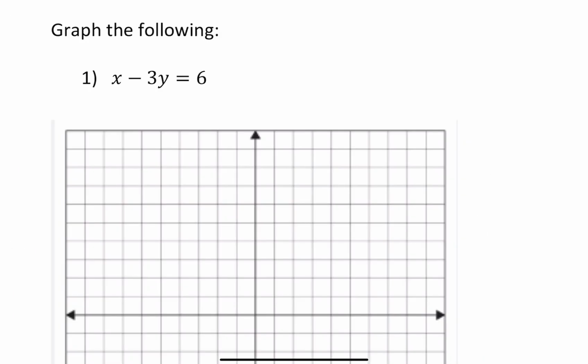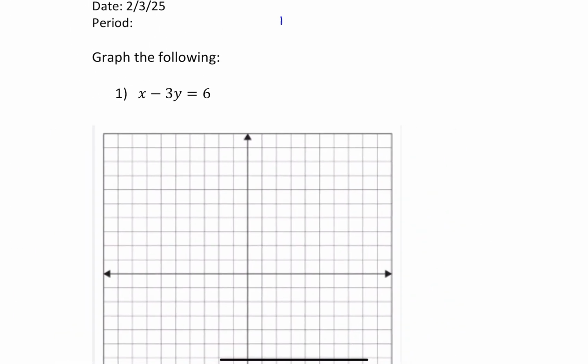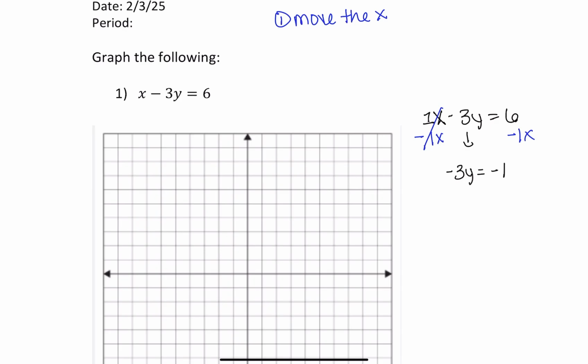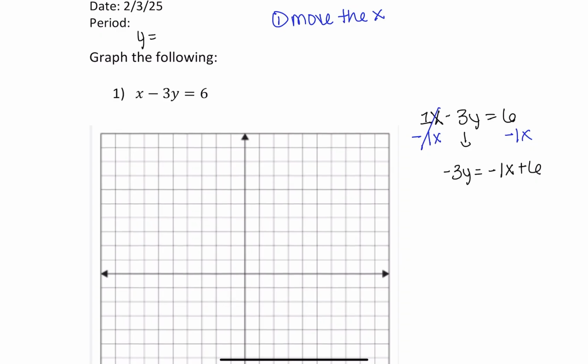So in order to do that, there are going to be two steps. The first one is you have to move the x. So in order to move the x, you have to do the inverse. So I have x minus 3y is equal to 6. Inverse of, and then there's an invisible 1 right here. So the inverse of a positive 1 is a negative 1x. And you're going to do it to both sides of the equal sign. You're going to bring down what you don't use, and that's negative 1x, positive 6. You always put the x first because, again, your goal is y equals mx plus b.